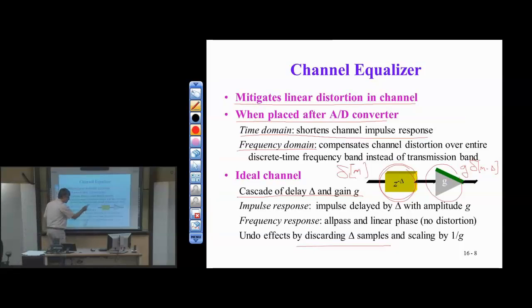The frequency response of this ideal channel is all pass. All frequencies pass through. Just a delay. It's not a low pass, right? It's just a delay. It's all pass. Everything's getting through. And linear phase. So if we could have that channel, that's great. If I'm transmitting through an all-pass linear phase channel, this is good. It's a good channel to have. Now, how do I get there?